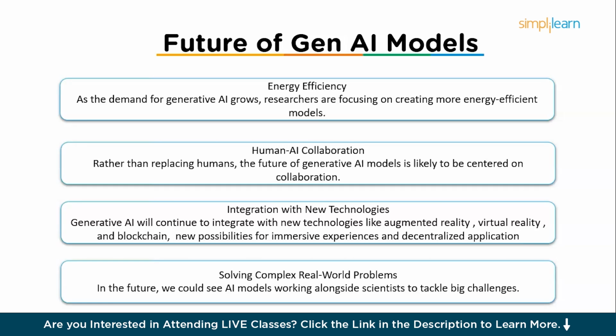Now moving on, we have solving complex real world problems. In the near future, we could see AI models working alongside scientists to tackle big challenges like climate change, pandemics, and global food security. AI could help analyze data, predict trends, and offer innovative solutions to these pressing problems.